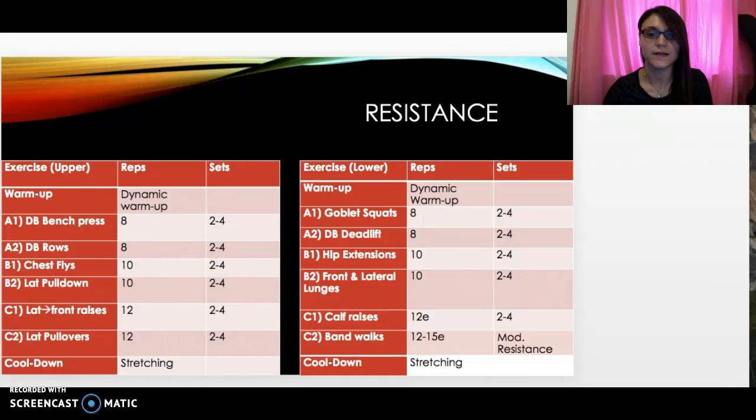For lower body, again, she should do a dynamic warm-up that focuses on the major muscle groups that will be used during the exercise. The first exercises are goblet squats and dumbbell deadlifts. She can alternate between those two exercises. Then hip extensions, front and lateral lunges, calf raises and band walks, and then again performing flexibility exercises as the cool down.